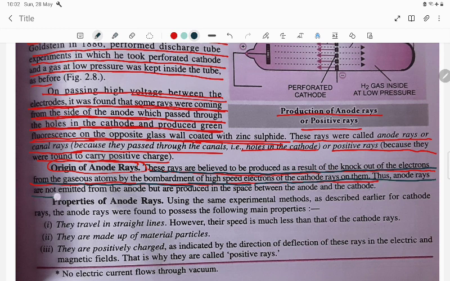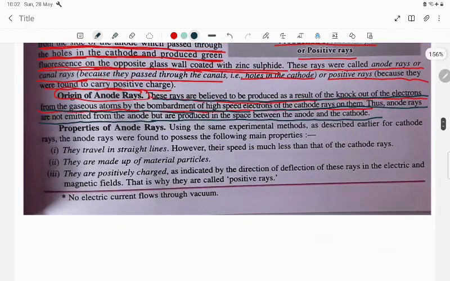Thus, anode rays are not emitted from the anode, but are produced in the space between the anode and cathode.